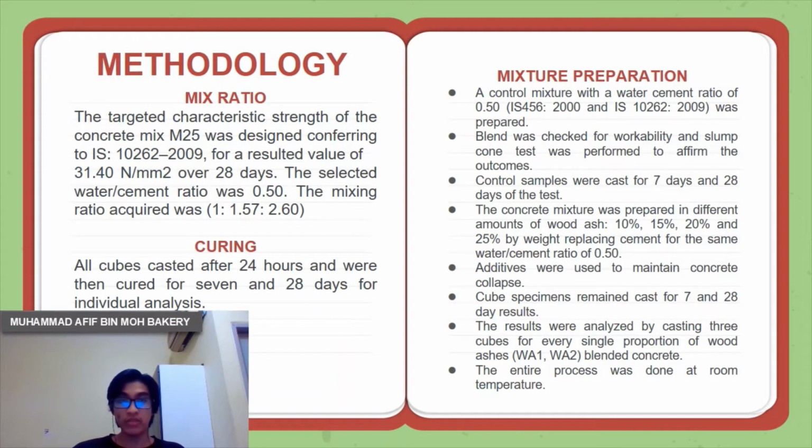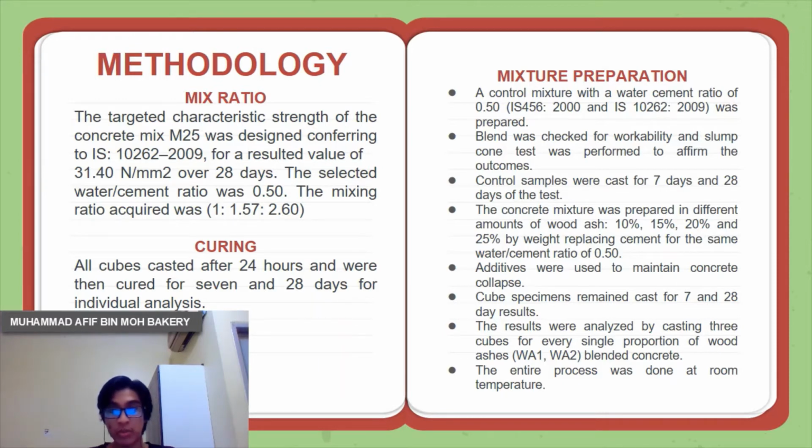Next, for the methodology, we have 3, which are mixed ratio, curing, and mixture preparation. For the mixed ratio, the targeted characteristic strength of concrete mix M25 was designed to confer a high standard for a resultant value of 31.40 Newton per millimeter square over 28 days. Next we have curing. All cubes were cast, and after 24 hours were cured for 7 and 28 days for individual analysis.